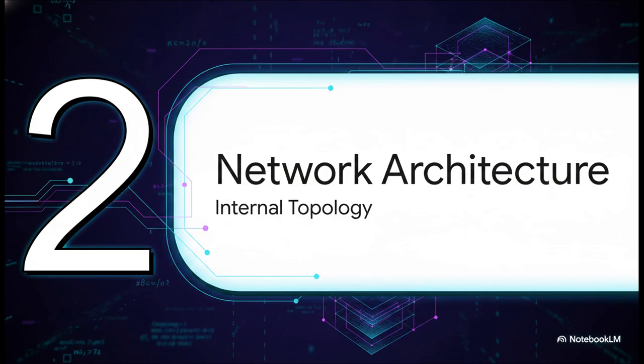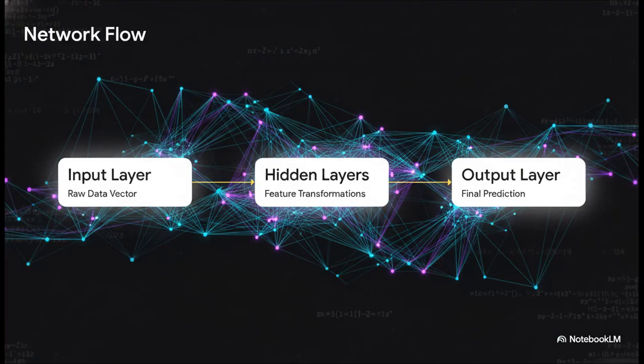Section 2. Architecture of neural networks. With our mapping paradigm locked in, we transition to the internal topology required to actually process these massive dimensional inputs. A simple linear equation just can't map a million pixels to a structured semantic output. We need depth. Information flows sequentially, starting from the raw data vector in the input layer, moving through the hidden layers, and ending at the final output prediction.